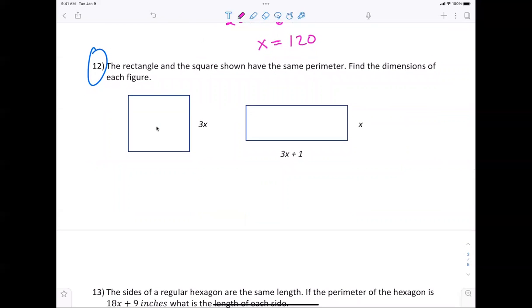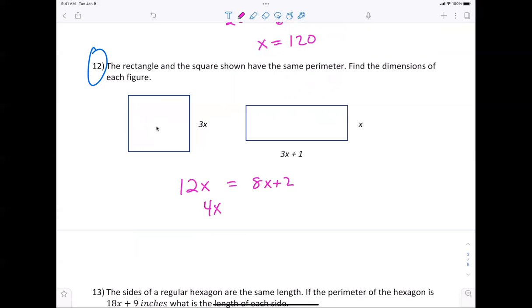Okay. Miss Elliott, tell me about number 12. They have the same perimeter. So what's the perimeter of the square? 12x. What's the perimeter of the rectangle? 8x plus 2. And what's true about their perimeters? They are equal.